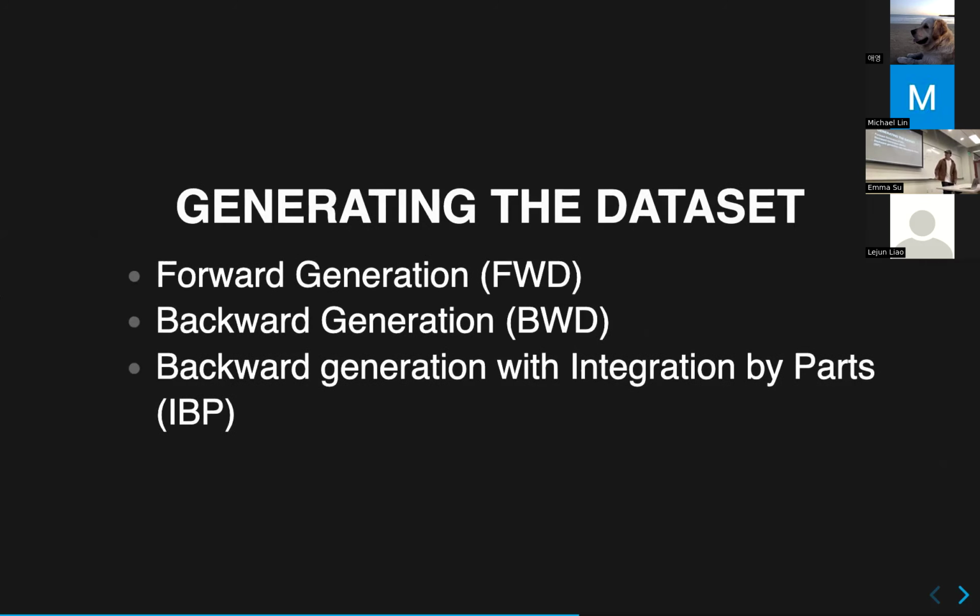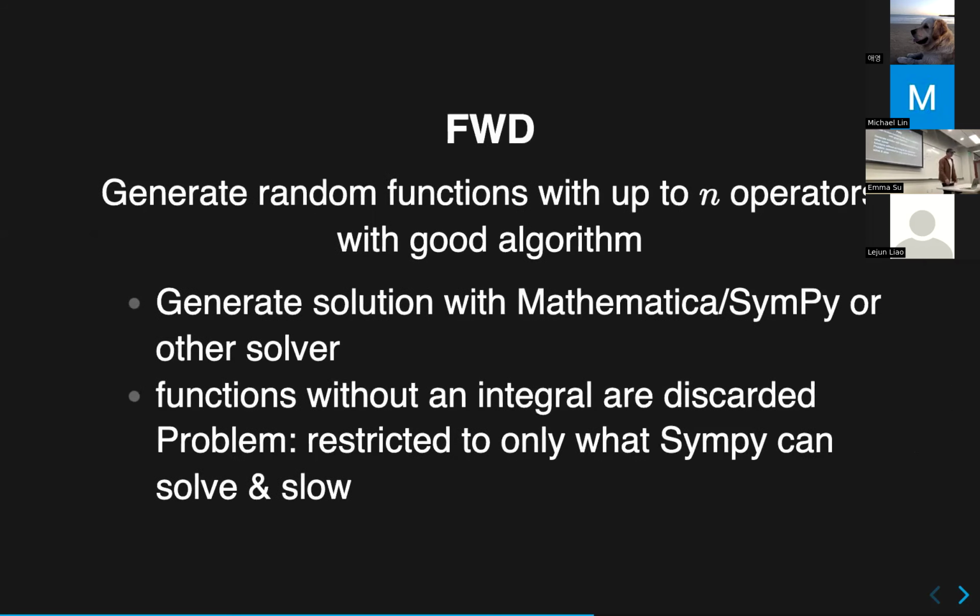Okay, so this is the coolest part to me. They have a forward generating data set, they have a backwards approach, and then they have one by integration by parts. So let's talk about the forward generating data set first. This is the most straightforward. You basically just have a random function, and then you run it through Mathematica or something to get the solution.